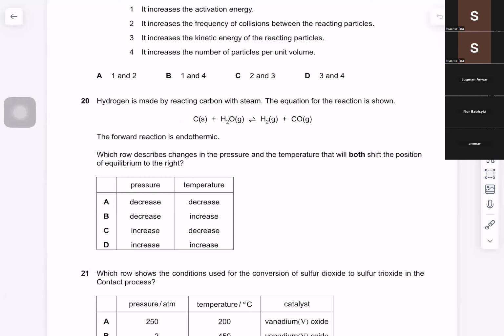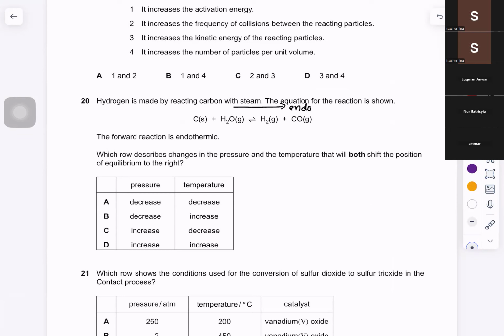Chemikinetic ni bahagian apa? Endo-exo. Okay. Yang selalu you all confuse kan? Okay. The hydrogen is made by the reacting carbon with steam. The equation for the reaction is shown. The forward reaction is endothermic. Okay. Forward is endo.